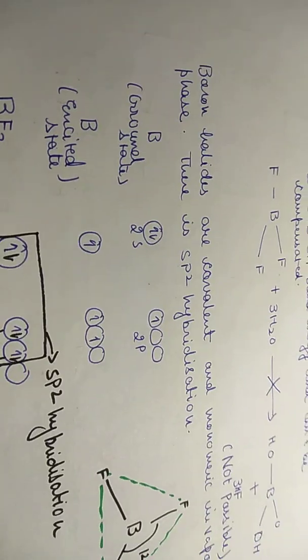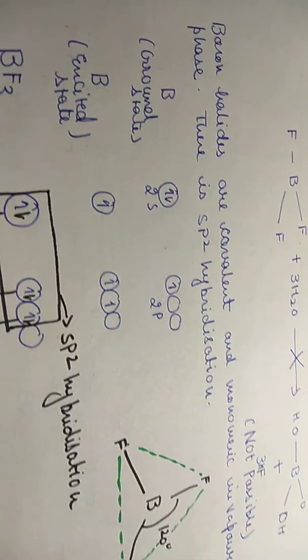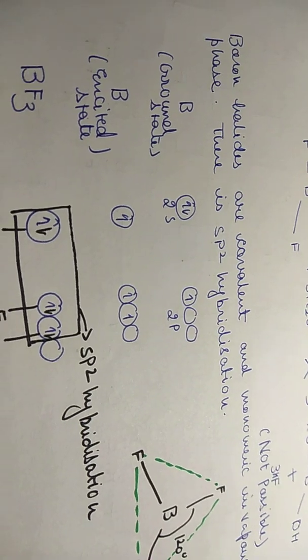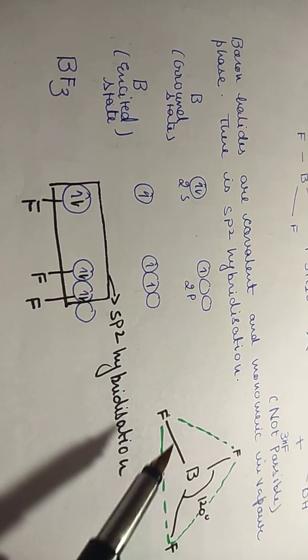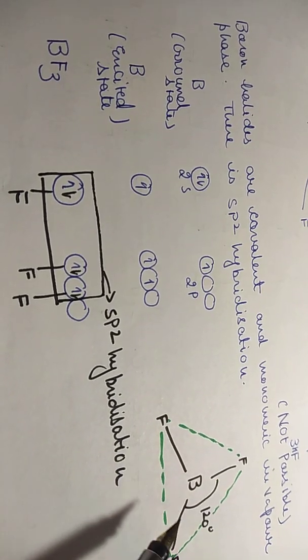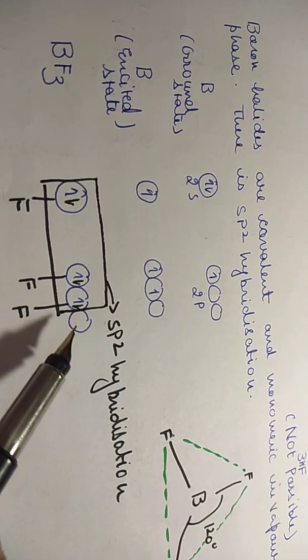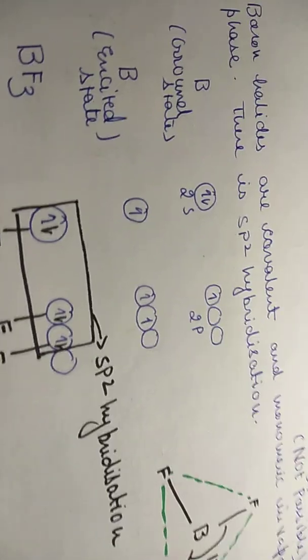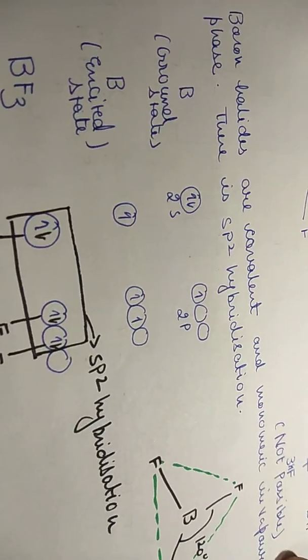So, boron halides are covalent and monomeric in vapor phase. They are sp2 hybridized. I think this structure you know. Trigonal planar is the geometry, BF3 120 degrees, and they are sp2 hybridized. Then comes their next property.